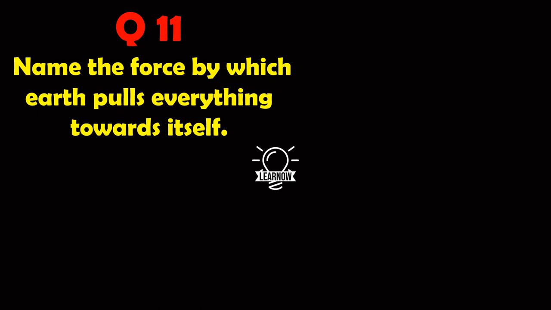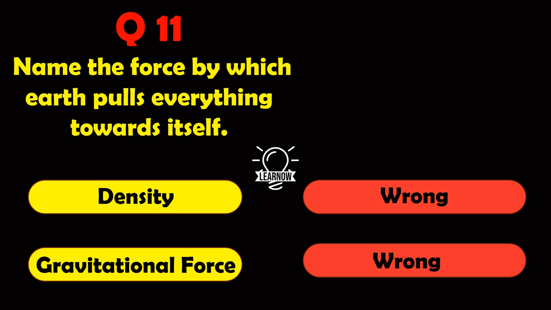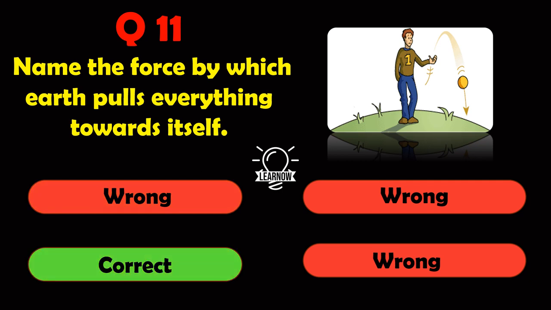Name the force by which Earth pulls everything towards itself. Options are density, specific gravity, gravitational force, or power. Let's find out the correct answer. Power is wrong. Is it specific gravity? It is also wrong. Is it density then? Density is also wrong. So the correct answer is gravitational force. As we all know, the gravitational force of Earth pulls everything towards itself.